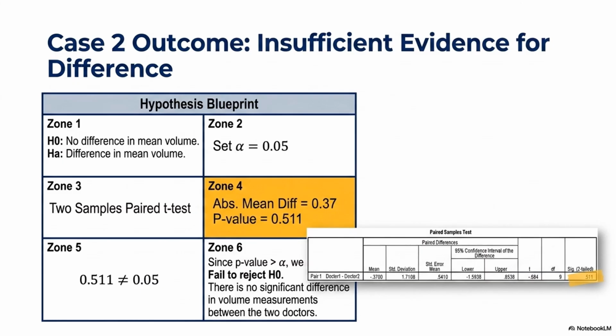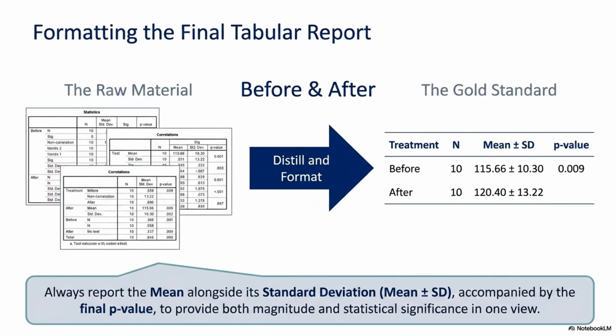Step 5: our p-value is greater than 0.05, so we fail to reject the null hypothesis, and the conclusion is there is no significant difference in tumor volume measurement between the two doctors. Always report the mean alongside its standard deviation, mean plus or minus standard deviation.